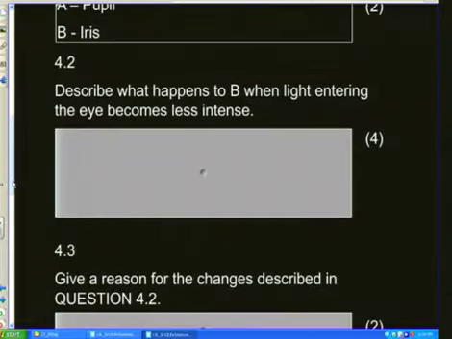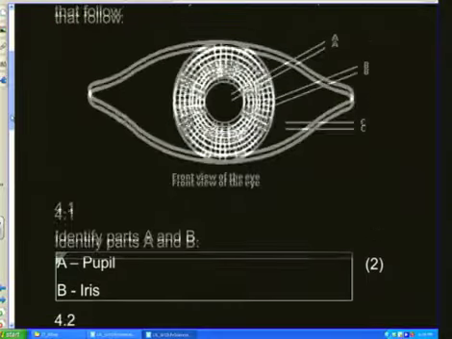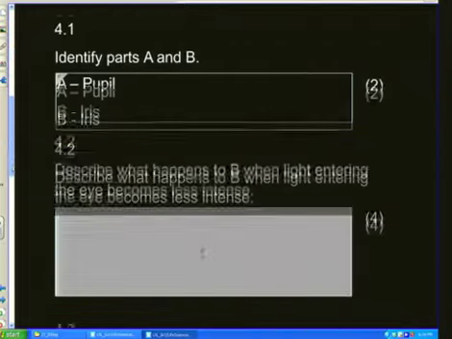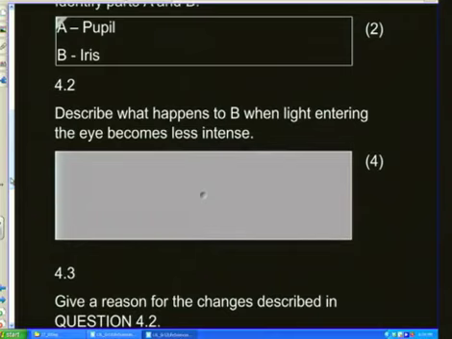Describe what happens to B when light entering the eye becomes less intense. What happens to B when light entering the eye is less intense? The radial muscles contract. The circular muscles relax. What does this do? This allows the pupil to dilate. And therefore, more light enters the eye. Okay? So the radial muscles of the iris contract and the circular muscles relax.